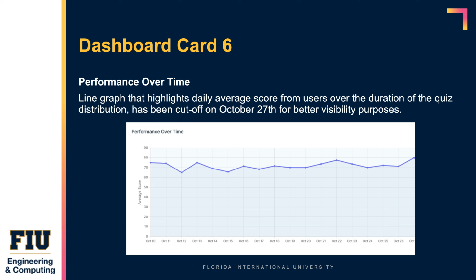Last but not least, we have our performance over time line graph, which highlights the daily average score from the users over the duration of the quiz while it's distributed. So our campaign actually ran from October to November, but has been cut off on the 27th here for better visibility purposes for the presentation.